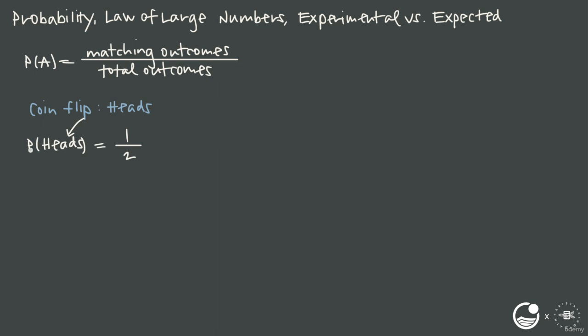which means that the probability of flipping heads when we flip a coin one time is 1/2, or 50%. 1/2 is equal to 50%. There's a 50% chance we get heads when we flip a coin.